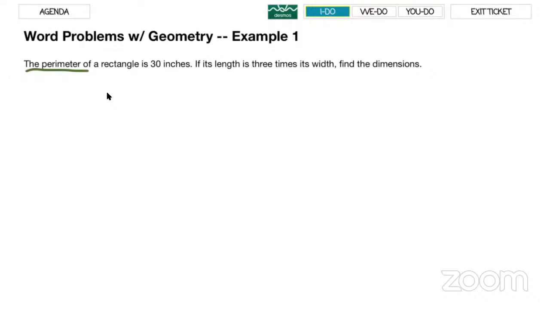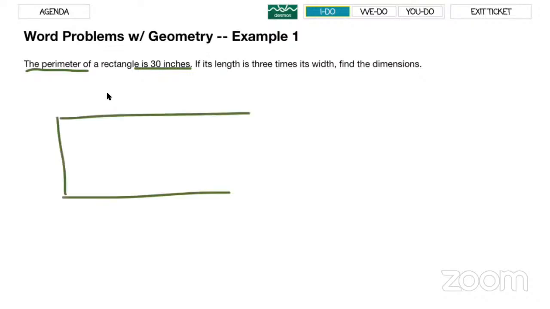The perimeter of a rectangle is 30 inches, okay? So that's the key detail. That's why I underline this. Because it's talking about a rectangle, whenever you see geometry problems, always draw the shape. So I have a rectangle like this. And the perimeter is the length all the way around, okay? So if this is a width, and this is also a width, and this is a height, width. So you have length and you have widths, okay?